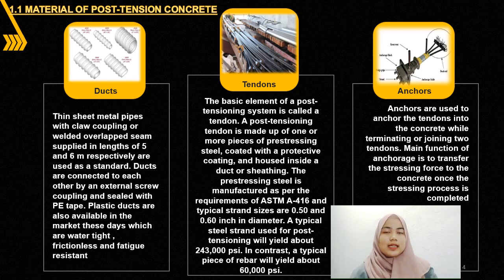For tendons, the basic element of a post-tension system is called a tendon. A post-tensioning tendon is made up of one or more pieces of pre-stressing steel coated with a protective coating and housed inside a duct sheathing. The pre-stressing steel is manufactured as per the requirements of ASTM A416, and typical standard sizes are 0.50 and 0.60 inches in diameter.